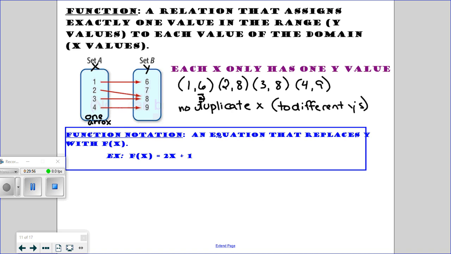Function notation. Function notation is this fancy math speak. It's an f and a parentheses x, read f of x. It replaces what we used to say y in Algebra 1. Y equals 2x plus 1 and f of x are the same thing, y and f of x.